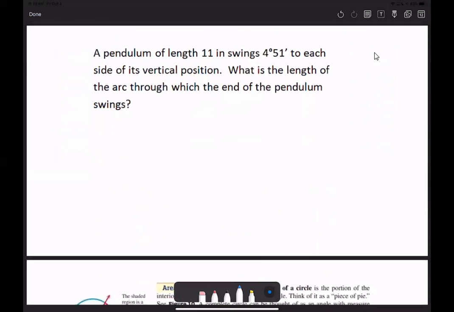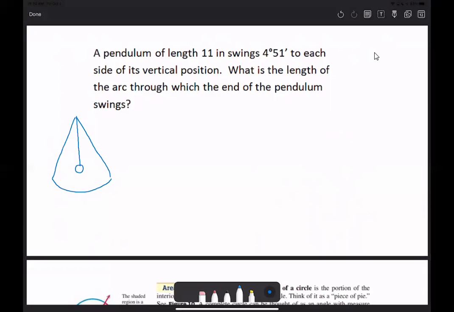This next example is a word problem. So a pendulum, now if you think of a pendulum, that's like a clock, or I guess it counts time. So I'm just going to sketch something that would look like a pendulum. So I've got this pendulum in here.